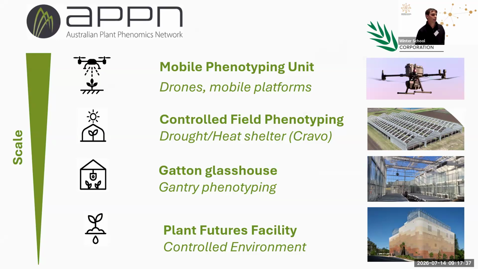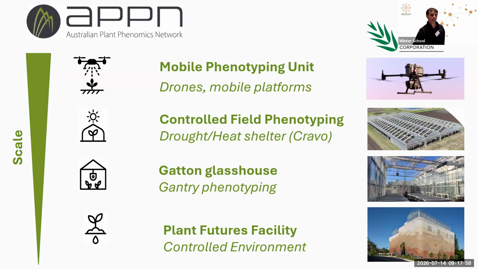Then we also work in Gatton. We have a controlled field phenotyping unit, this thing called the Cravo, which allows us to control the environment in which the plants are grown. We can close the roof and eliminate rainfall, and then we can phenotype in that environment so that we can measure how plants respond to drought and heat stress.